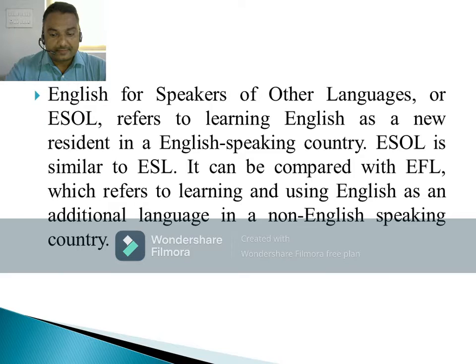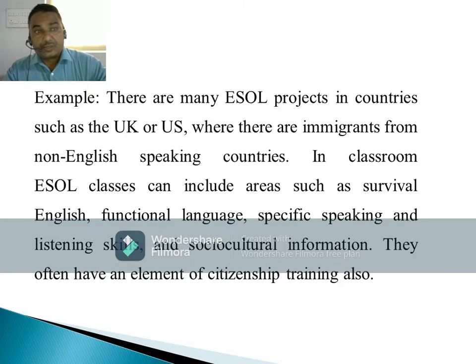In the classroom, ESOL classes can include areas such as survival English for communication purposes, functional language, specific speaking and listening skills, and socio-cultural information. They often have an element of citizenship training also. For local level communication purposes, the immigrant can learn that particular language in order to understand the functioning of the particular country.